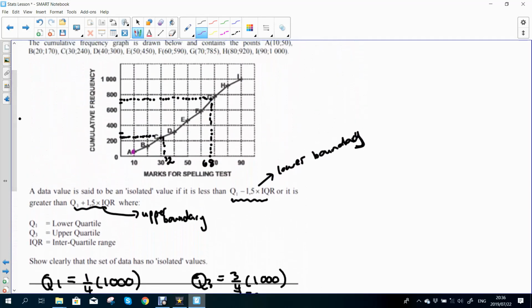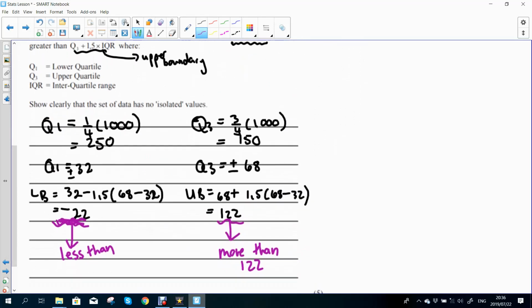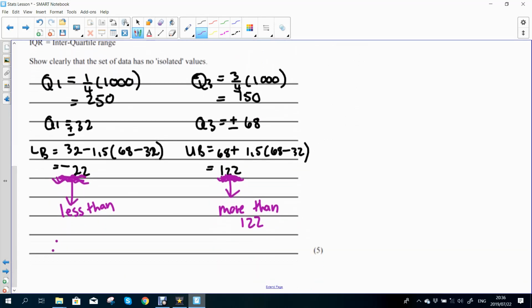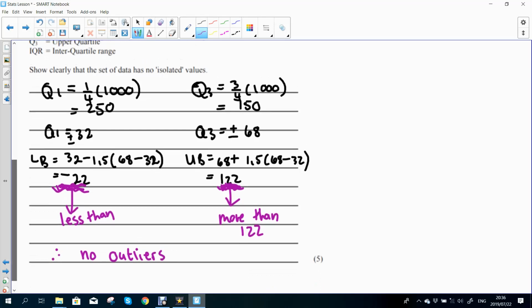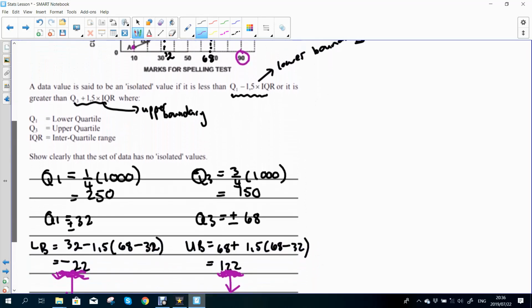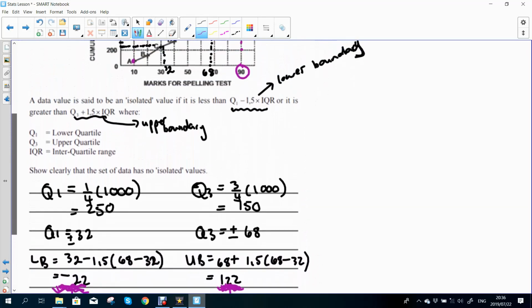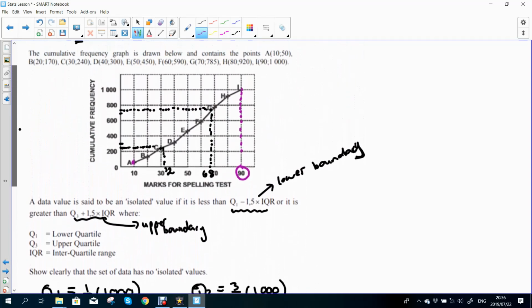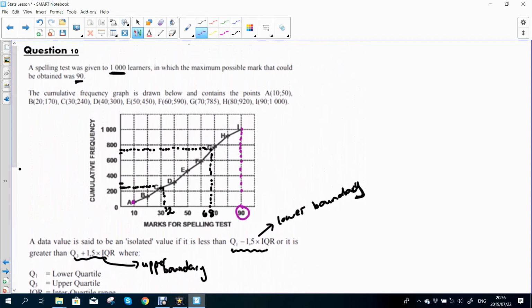What is the highest mark that we can get for this test? The highest mark that we got here was 90. So do we have any test marks that can be more than 122? No, we don't. So that's why we say thus, we don't have any outliers and we are done. Normally when they want you to use these formulas for outliers, they will be given to you in the question. So you do not have to study these formulas.